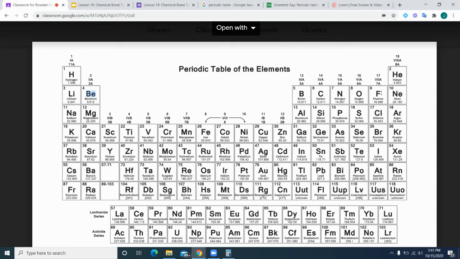Whereas fluorine and oxygen, sure, it'll be polar because fluorine is a little bit to the right. It's going to win, but it's not going to be very polar because they both fight for electrons, and it's not going to be like way negative over here and way positive over here.